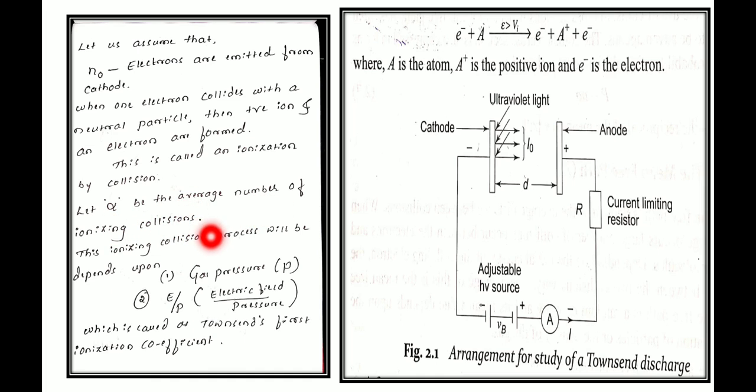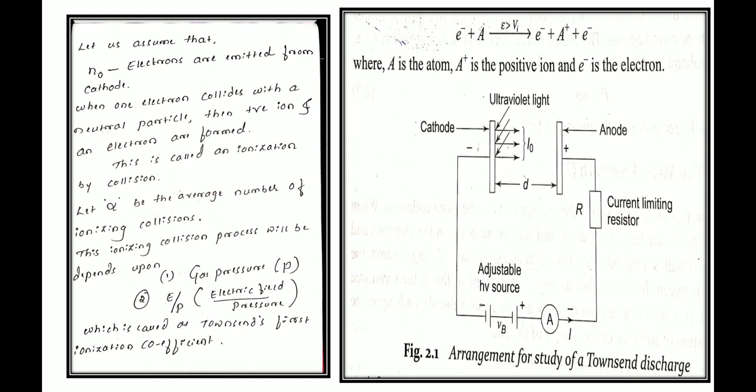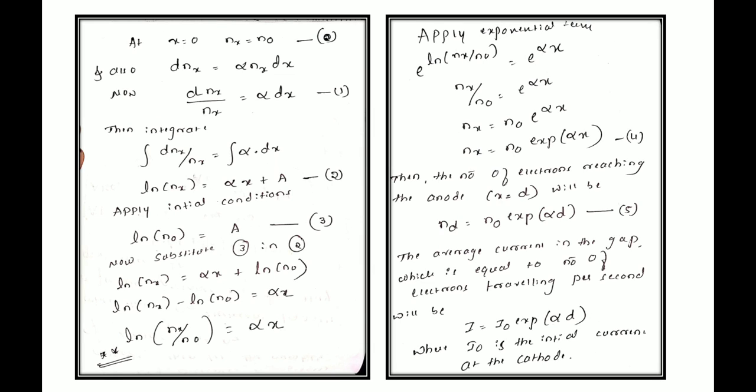This ionizing collision depends upon two factors: one is gas pressure, and the second is E divided by P, nothing but the applied electric field to the gas pressure. So that is going to be called what? Townsend's first ionization coefficient. I hope this is clear to all of you. Okay, let's move on.